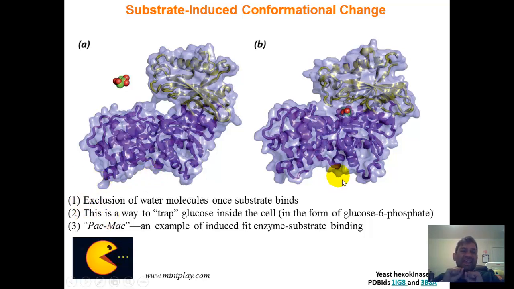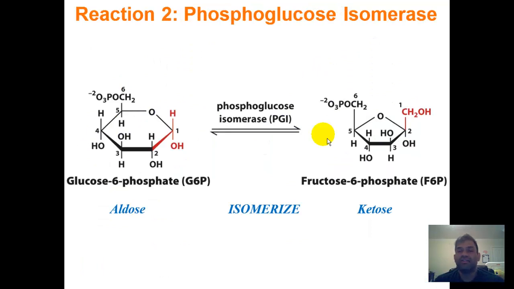Water gets excluded. And the active site, a significant conformational change, sort of envelopes that glucose 6-phosphate molecule. So hexokinase is the first reaction of glycolysis, phosphorylating glucose to glucose 6-phosphate.